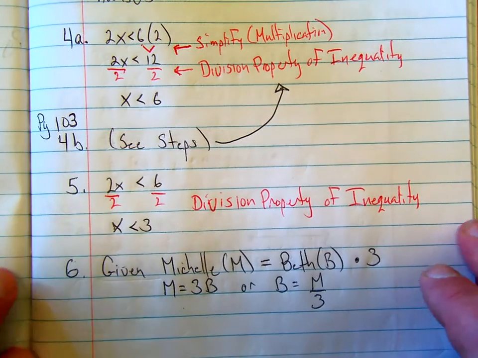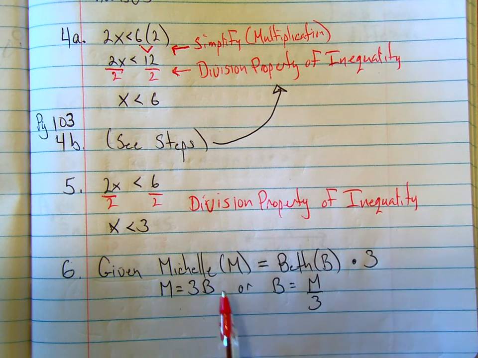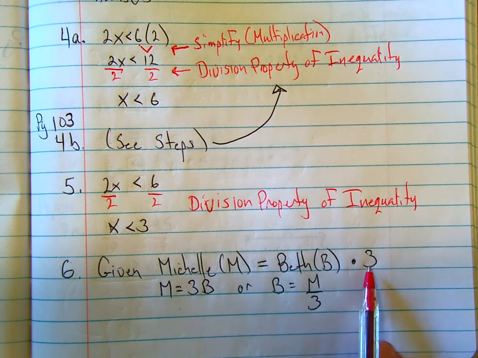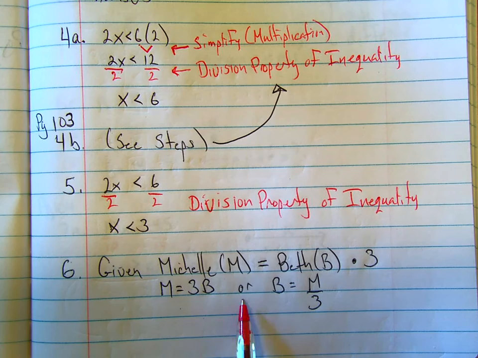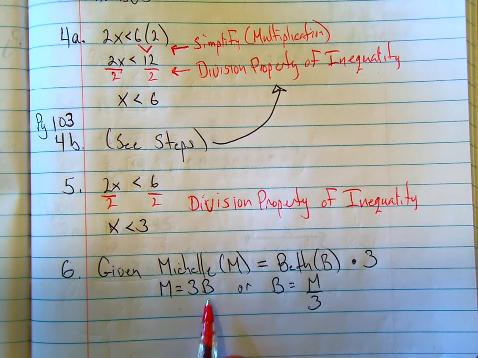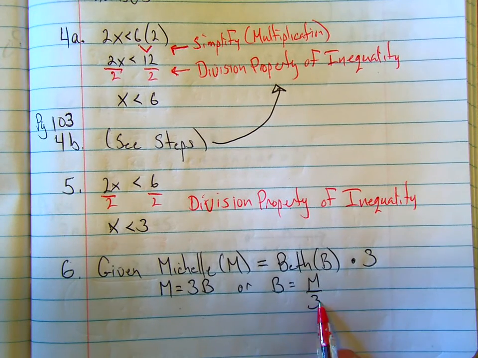Number 6, again, the setup of it, they give us Michelle and Beth. Michelle is whatever Beth's age is times 3, 3 times Beth's age. So m equals 3b, or divide both sides by 3, b equals m divided by 3. Beth is 1/3 of Michelle's age, or Michelle is 3 times Beth's age. You're going to use one of these two equations each time when you're solving. If they give you Beth's age, use it to find Michelle. If they give you Michelle's age, divide it by 3 and you'll have Beth.